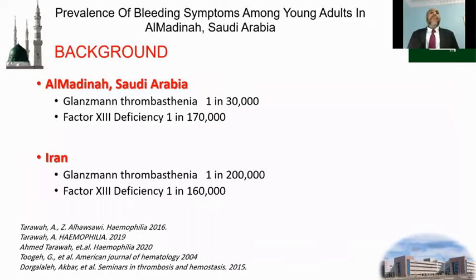The matter is different here in the Middle East, where hereditary bleeding disorders are much more common than in the Western or Eastern side of the world. In Al-Madinah, we have reported plasma thrombectomy at a prevalence of 1 in 30,000. Our friends in Iran have reported 1 in 200,000, while the incidence in the West is 1 in a million. Again, for factor 13 deficiency, we have reported a prevalence of 1 in 170,000, and factor 13 deficiency in Iran has been reported at 1 in 160,000 of the population, while in the West, they have reported an incidence of 1 in 4 million. So it is more common among our nations.